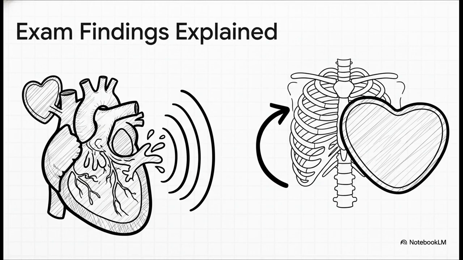Why do we hear an S3 gallop? What's actually happening? The S3 is that classic sound of blood rushing into a ventricle that's already overfilled and way too compliant, or floppy, during early diastole. It's often described as a sloshing sound. As for the displaced apex beat, well, because the heart is just so massively enlarged, the point of maximal impulse gets physically pushed over to the side and down.